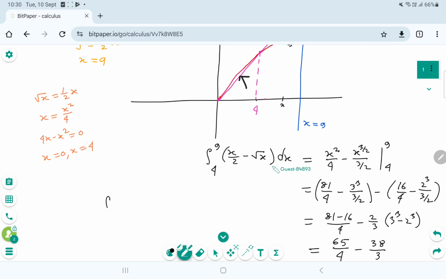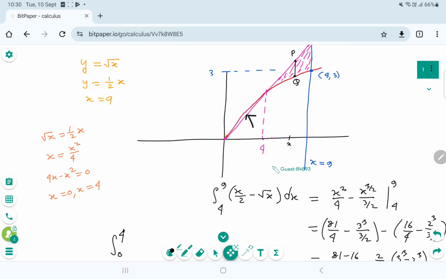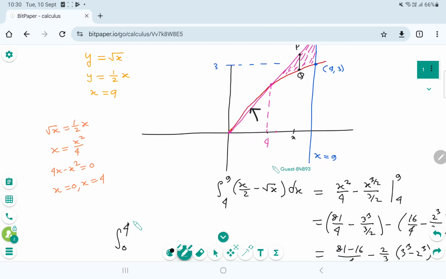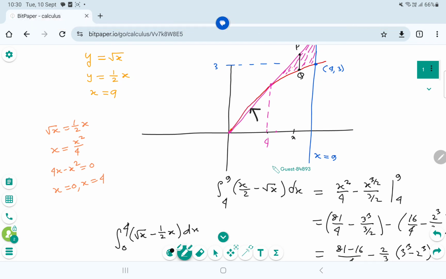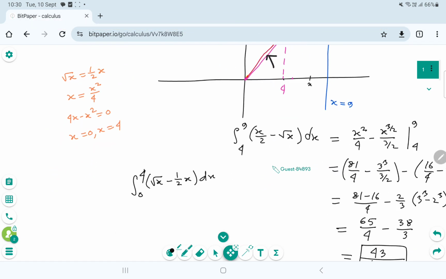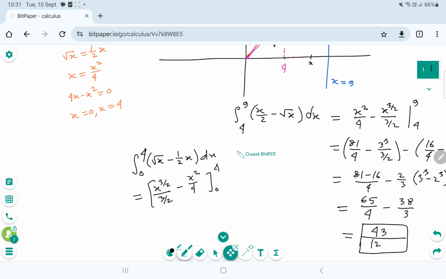If you integrate, then this part will be 0 to 4, right? And the language is not clear here, what you will do actually. Yes, square root of x minus 1/2 x dx. Correct. So this will become x to the power 3/2 over 3/2 minus x squared over 4, then 0 to 4. So what do we get here now?